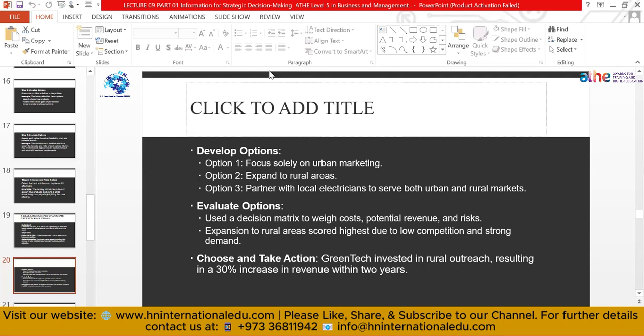Evaluate options: use a decision matrix to weigh the cost, potential revenue, and risk, that is priority based 1, 2, 3. Then expansion to the rural areas scored highest due to low competition and strong demand. Obviously, the SMEs or even the big organizations did not target the rural areas. They were giving their services in the urban areas. So definitely you can get the benefit out of it. Choose and take action: Green Tech invested in the rural outreach, resulting in a 30% increase in revenue within 2 years.